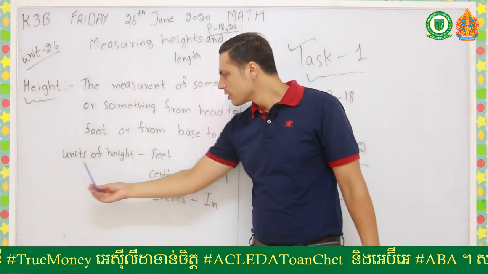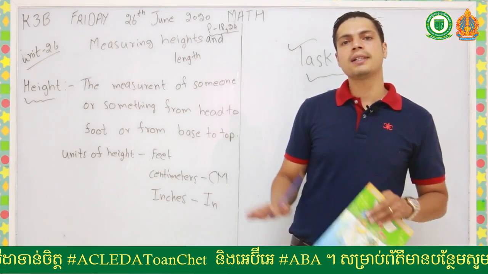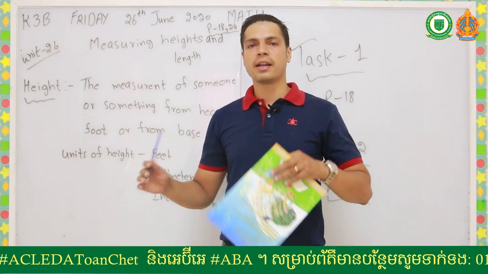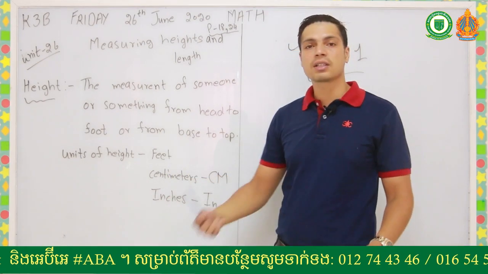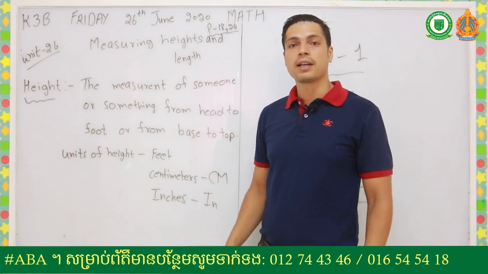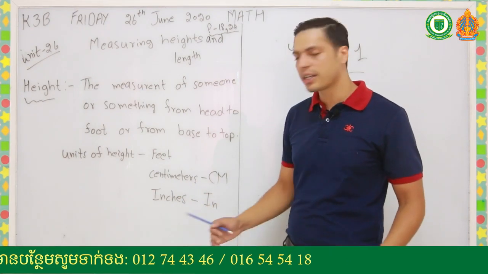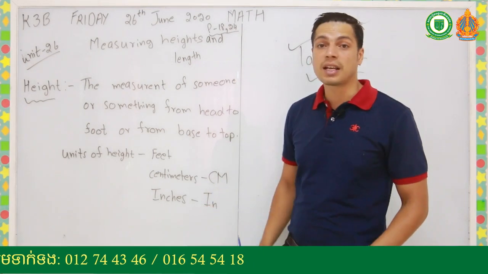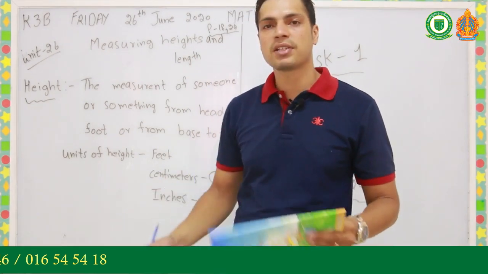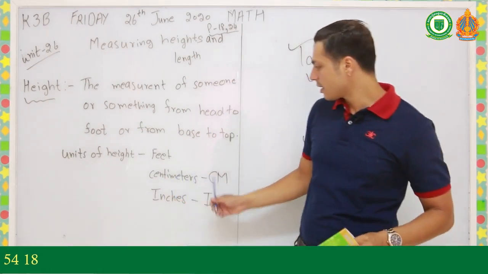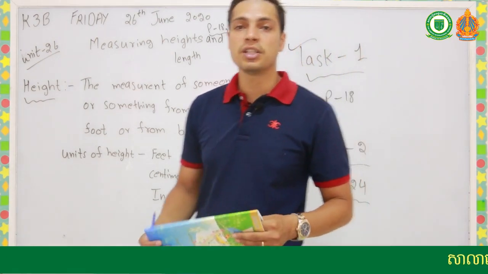The units of height and length are the same. So we measure height and length in the same units. We use feet, centimeters and inches. In some countries they use feet, in some countries they use centimeters, in some countries they use inches, but in Cambodia we use centimeters. If we have measuring tape, we can measure in feet, centimeters and inches. But if we don't have measuring tape, we can use things.